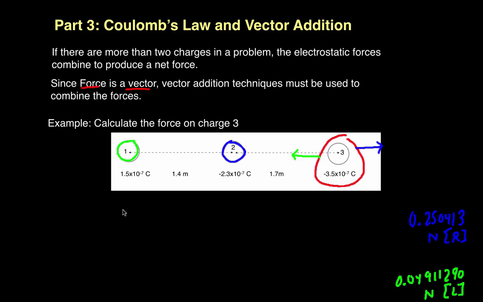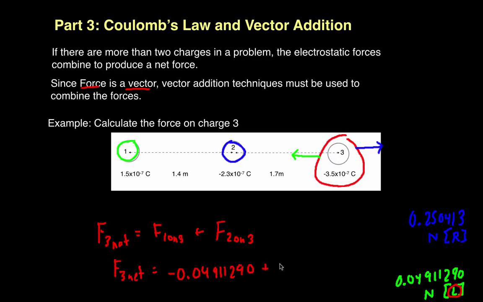Using these two forces, we can find the total or net force on charge 3. Let's call this F3 net. F3 net is going to be F1 on 3 plus F2 on 3. Negative 0.049119290, negative because it's to the left, plus 0.250413, positive because it's to the right, which is a total F net on charge 3 equal to 0.20 newtons. And since it's positive, it's to the right.